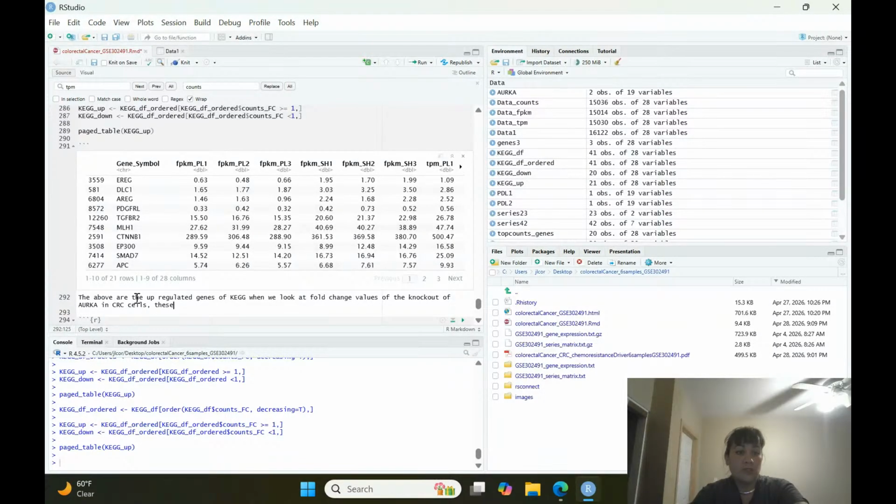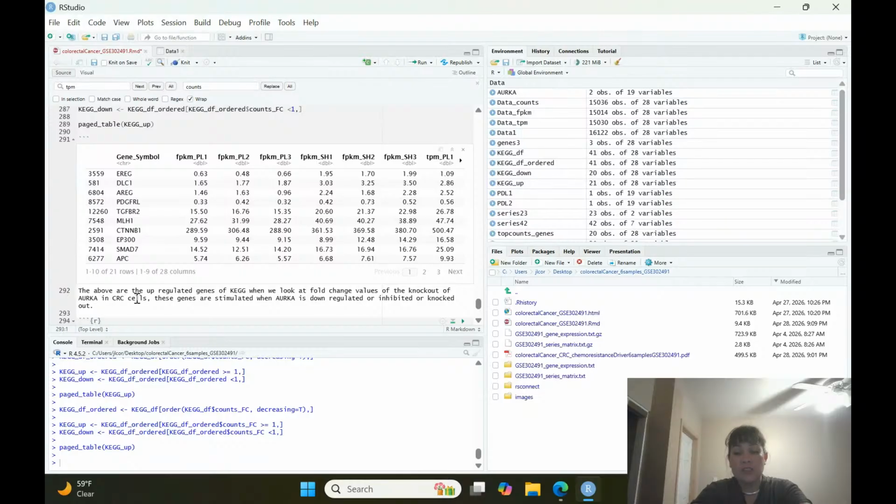So these genes are stimulated when the ARCA is down regulated or inhibited or knocked out. Okay. Now let's look at the KEGG down.